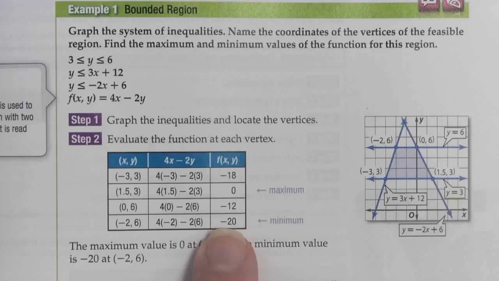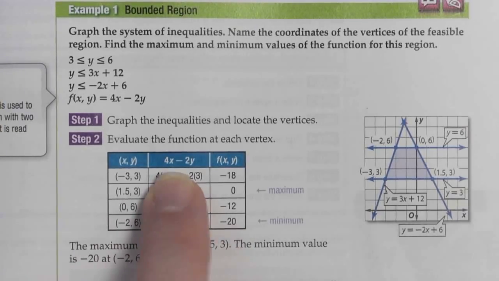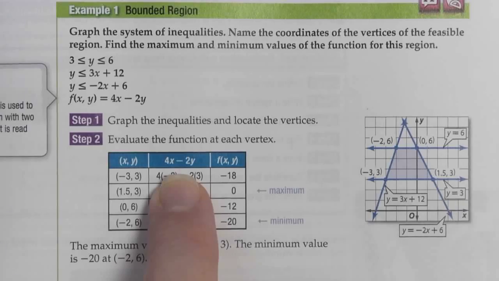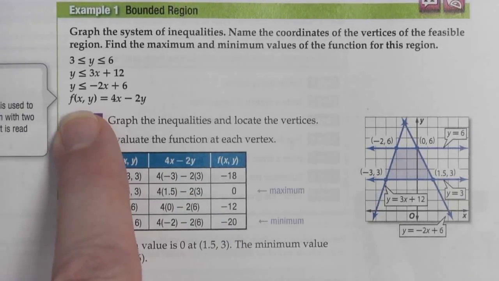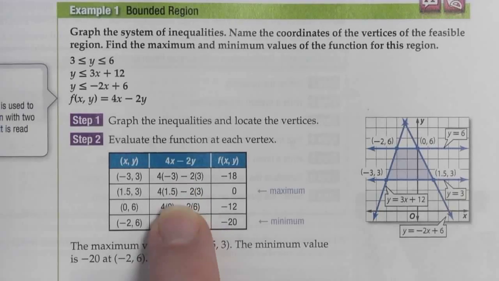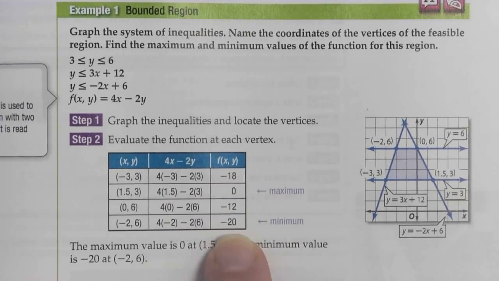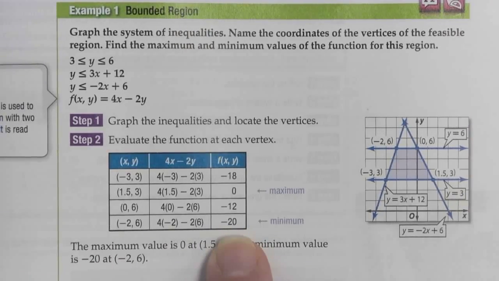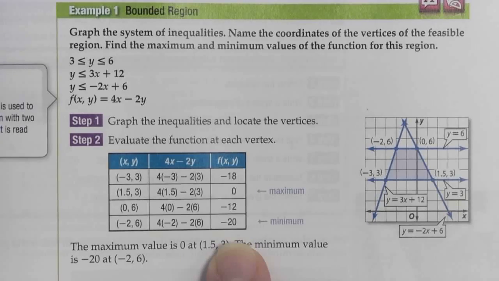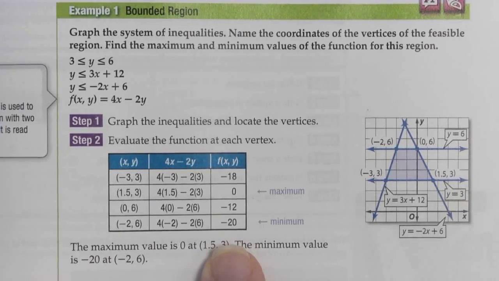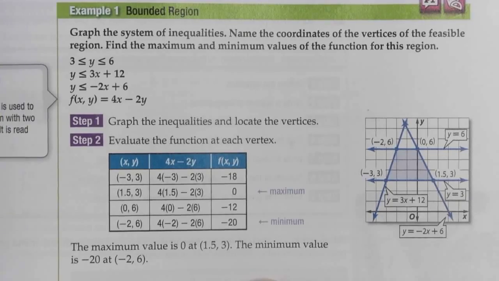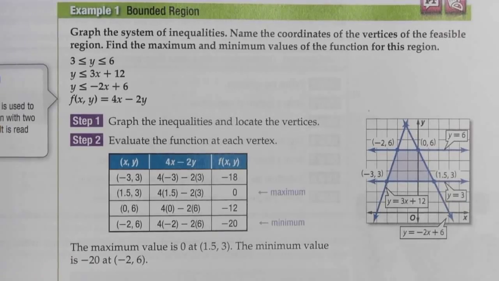So now, as you find out, you're putting those, here's the function, 4x minus 2y, there you go. F of x and y equals 4x minus 2y. So you're going to put your x values in there and see what your y values come out right here. So what is our minimum value? Negative 20. So at negative 2, 6, it gives us negative 20. That's the minimum value. What's our maximum value? 0. That's right, right there. And we got that at what point? 1.5, 3. That is correct. Okay.